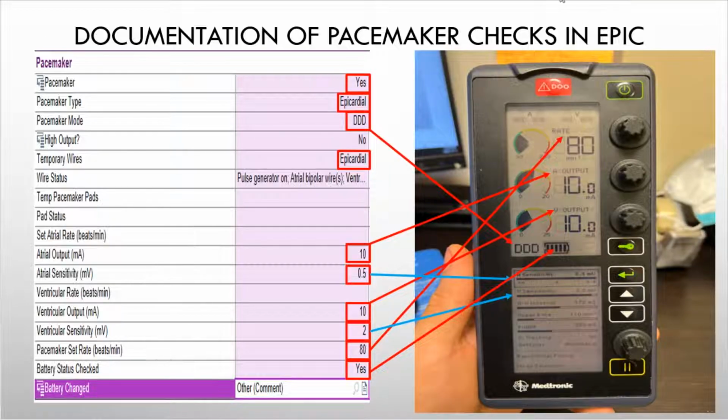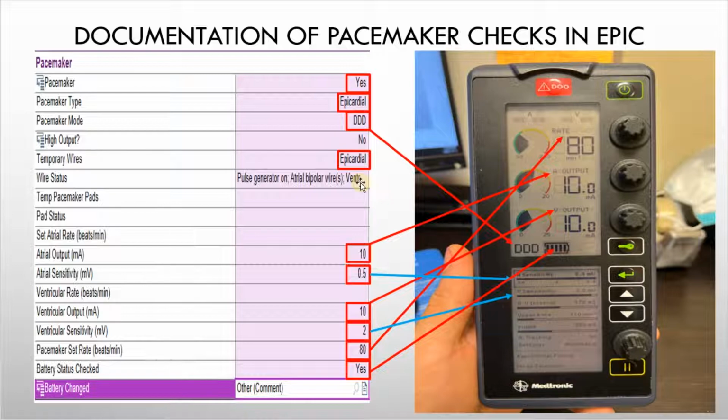And this is how it looks when you are going to document. Okay, you can see I just used the epicardial one as an example. Pacemaker, yes, type epicardial. Mode triple D, which is right here. You can find that. Okay, temporary wires, yes, we have the epicardial ones. Wire status will vary based on whether the pacemaker is on, and whether the atrial bipolar wires and ventricular bipolar wires are connected or not. That's the part that you will find out based on your assessment.